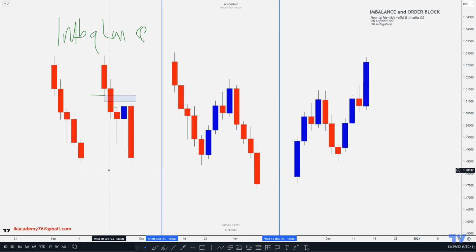It's very, very important that you understand how to spot them, because they will be very helpful in being able to pick out good and solid order blocks. So let's now look at order block. In the order block, we have two different scenarios. We have the bearish and we have the bullish. We have two types of order block: the bearish OB and the bullish OB.